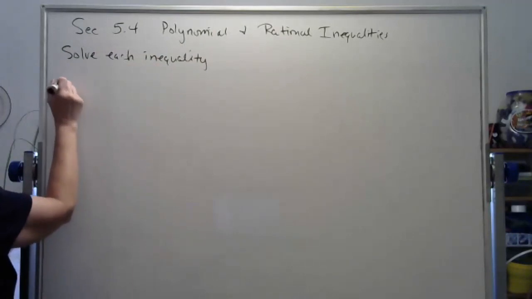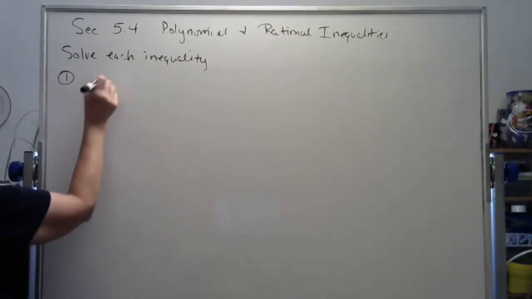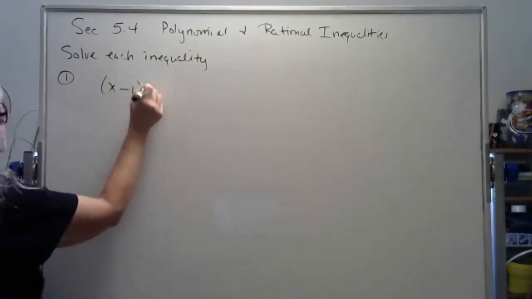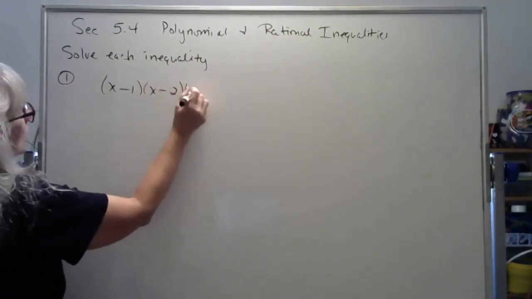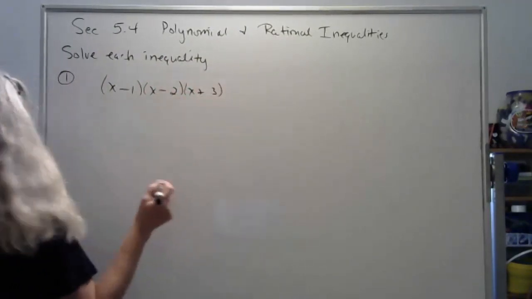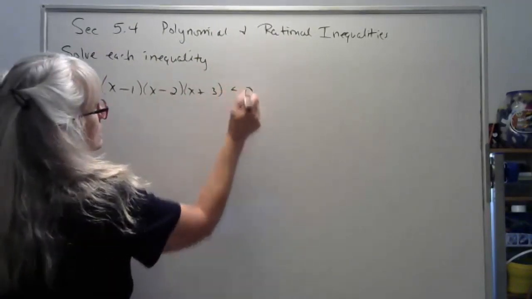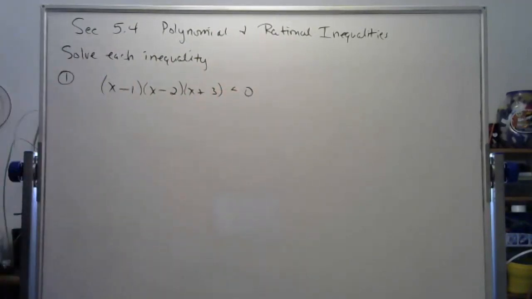And the first one we're going to tackle, so this is example 1. We're going to do x minus 1 times x minus 2 times x plus 3, and we want that to be less than 0. So it kind of looks like stuff we saw last week. It should look familiar. But all of a sudden we have an inequality. So what does that do for our problems? Well, it's going to introduce a whole bunch of layers to it.